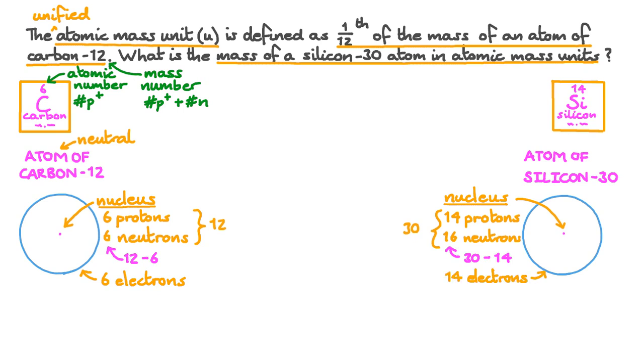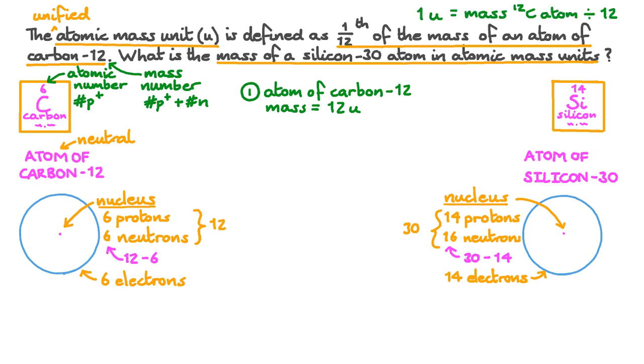Just like with the atom of carbon, we're dealing with a neutral combination of protons and electrons, so we need 14 electrons to balance out the charge of the 14 protons. The first thing we need to understand is that an atom of carbon-12 has a mass of exactly 12 unified atomic mass units. We know that because, from the definition, one unified atomic mass unit is the mass of a carbon-12 atom divided by 12.